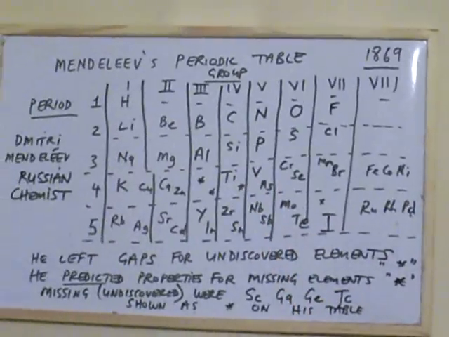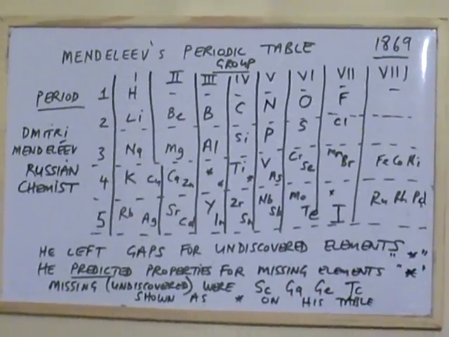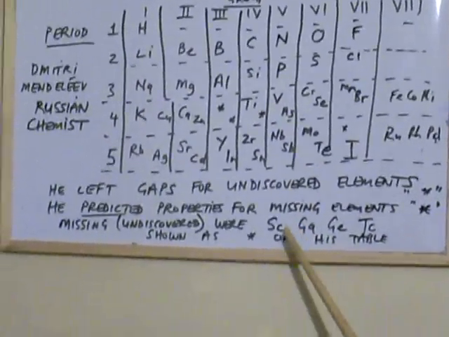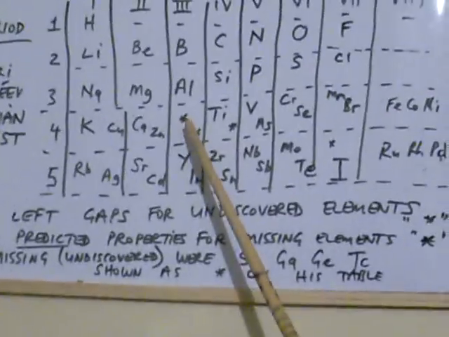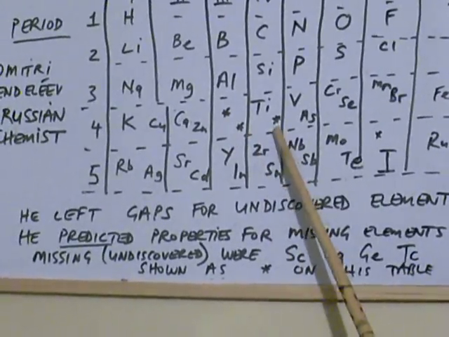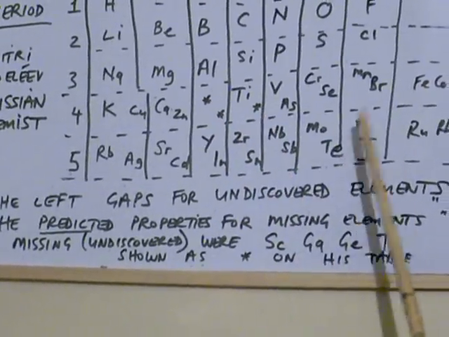But the stars which he left in the table, these little stars, were the missing or so-called undiscovered elements. And here I've listed them: scandium, gallium, germanium, and the last one, technetium.